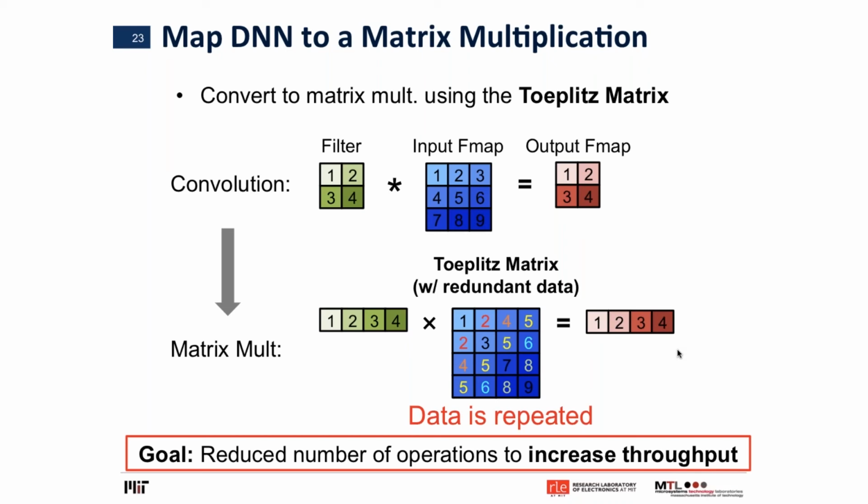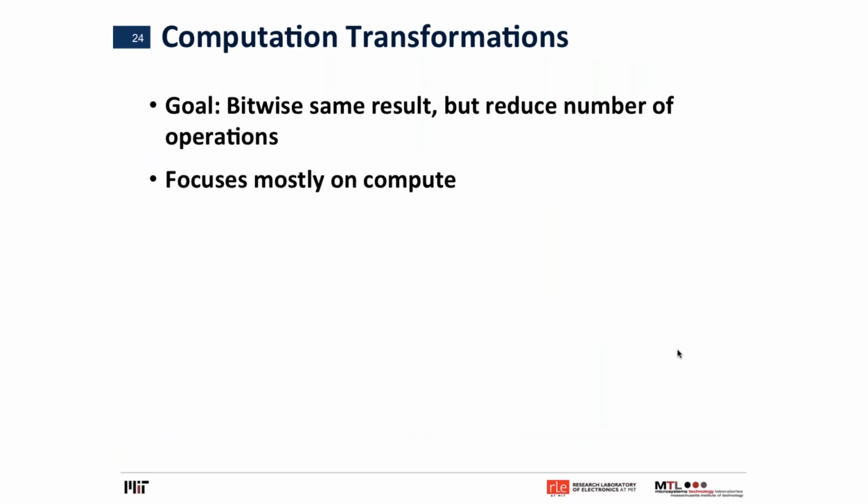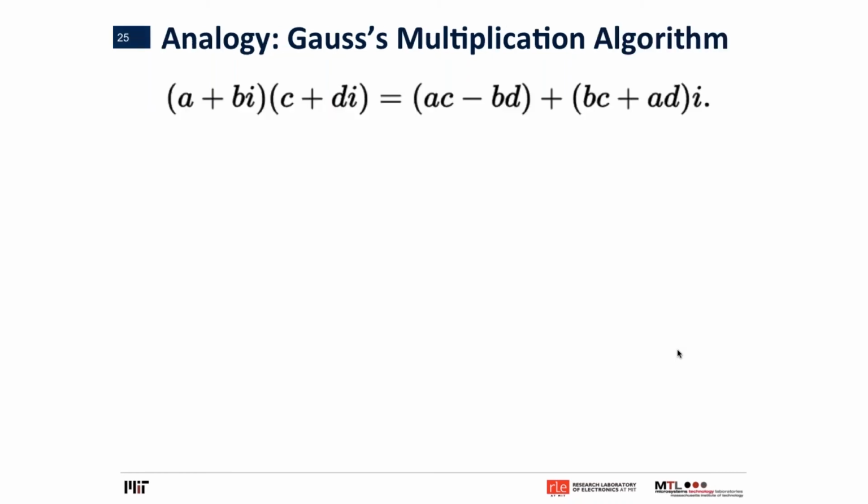So the real thing that you want to do on these particular platforms, the CPUs and GPUs, is you want to reduce the number of operations so you can increase the throughput. Specifically, the type of operations that you aim to reduce are the multiplications. So what you want to do is do some computational transform so that bitwise you achieve the same results, but you've reduced the number of multiplies. And really the focus is on compute and primarily increasing the throughput.